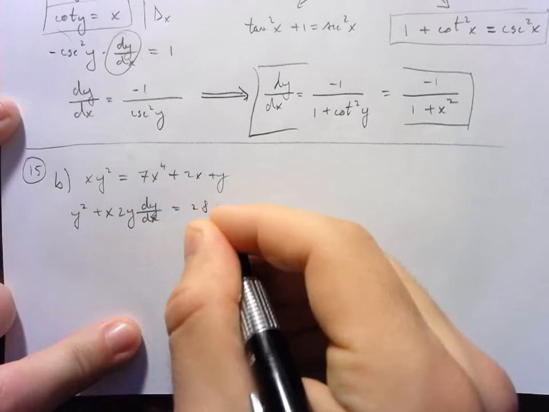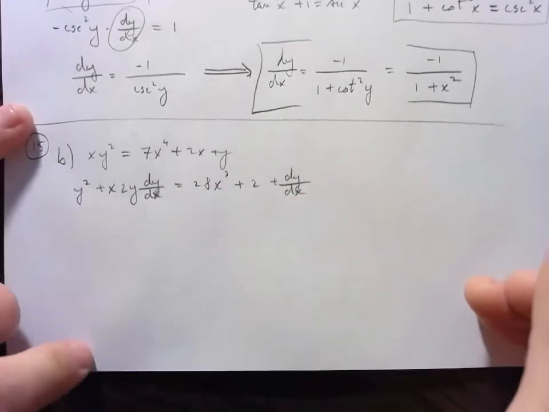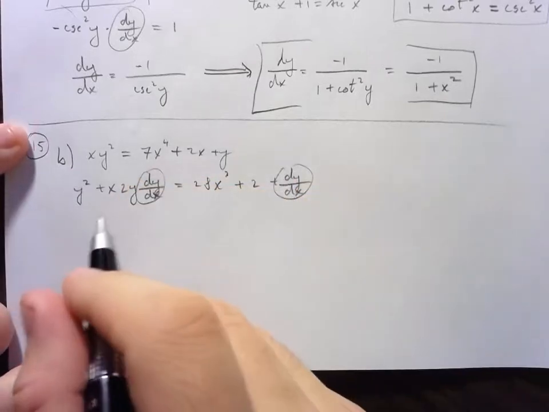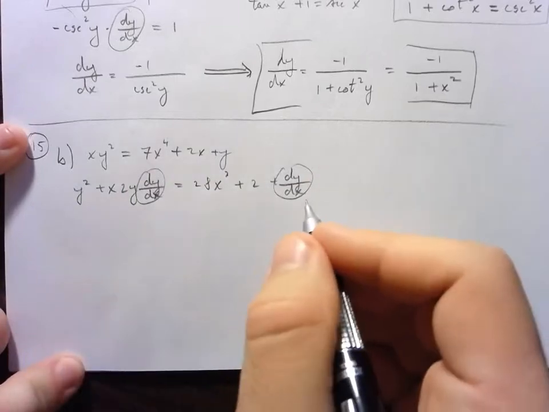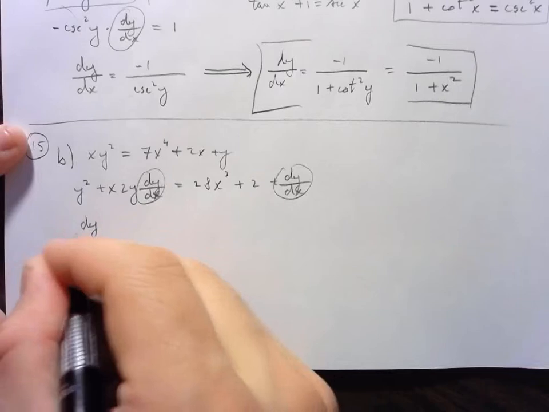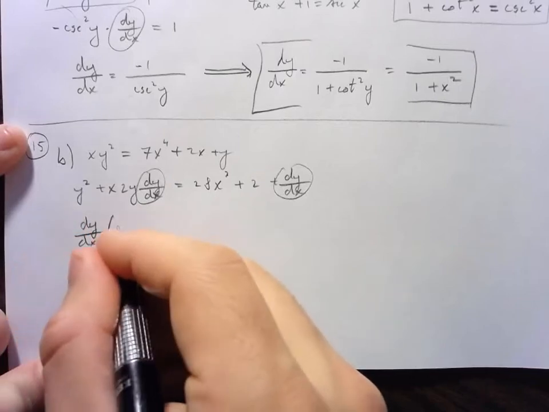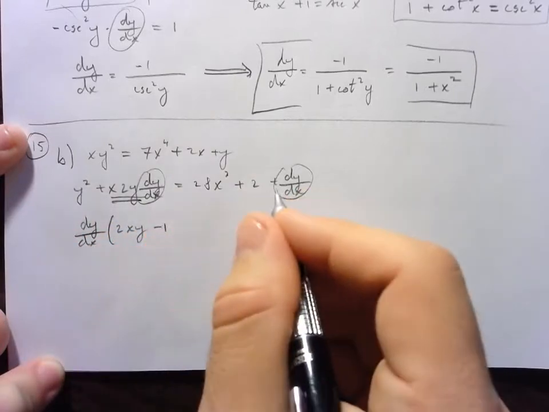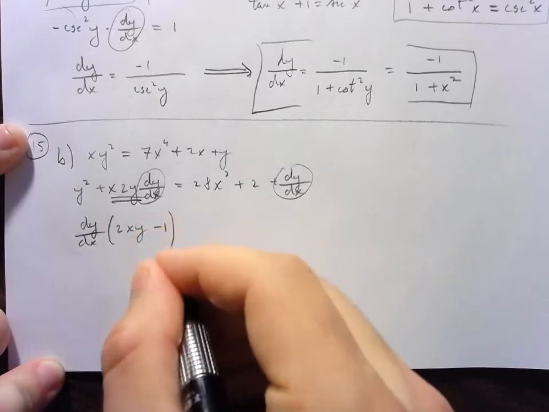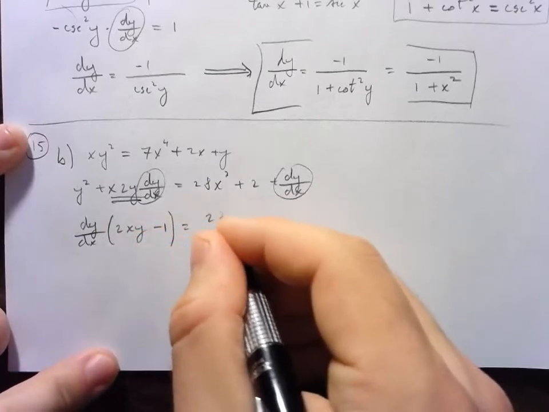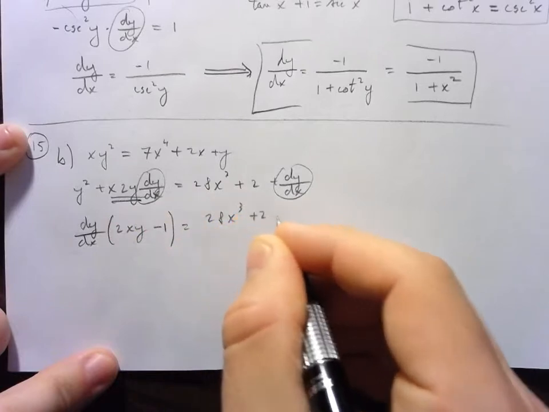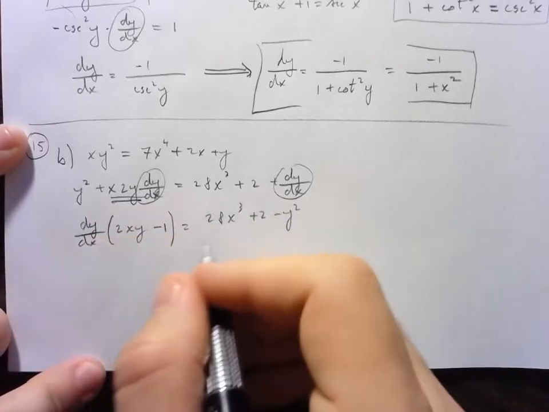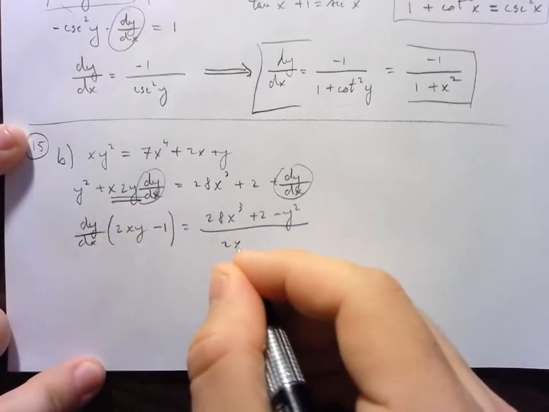And just like any implicit differentiation problem, I want to move all the terms that have dy/dx on one side, all the terms that do not on the other. So I'm going to have dy/dx, let's factor it out. I'll have 2xy from here minus 1, because once I move it to the other side it becomes negative, equals 28x cubed plus 2 minus y squared, which is that term. Okay, and then I simply divide by 2xy minus 1.